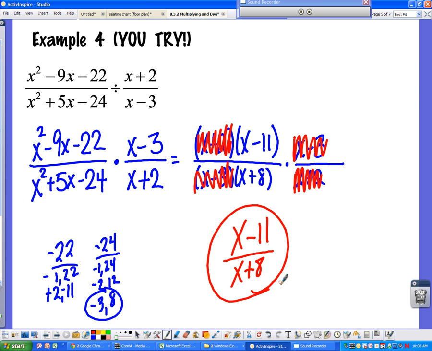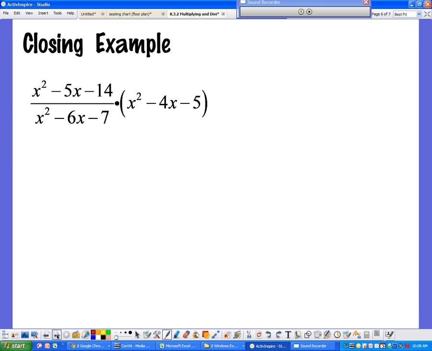All right, the last one, this is a closing example. Just to give you a quick idea, this is a multiply, so there's no flipping involved. So I get x squared minus 5x minus 14 over x squared minus 6x minus 7. And you treat this just like a whole number, so we're just going to put it over 1.